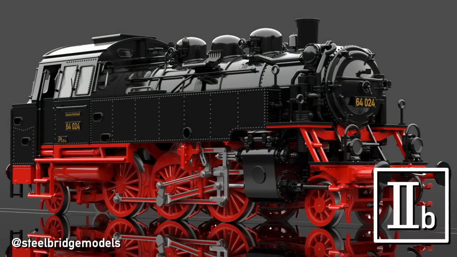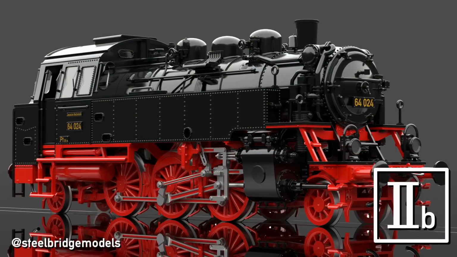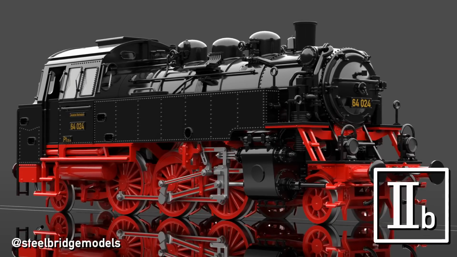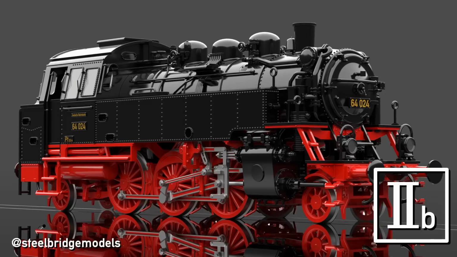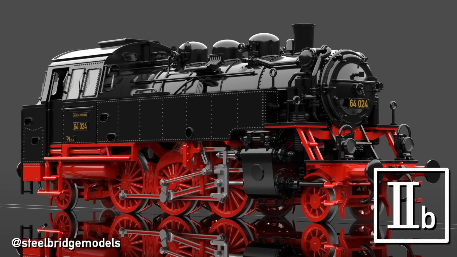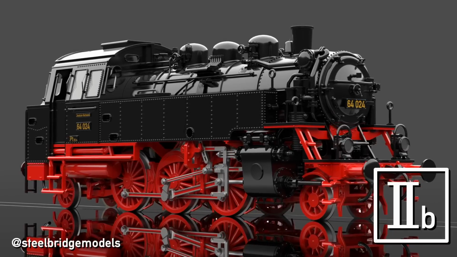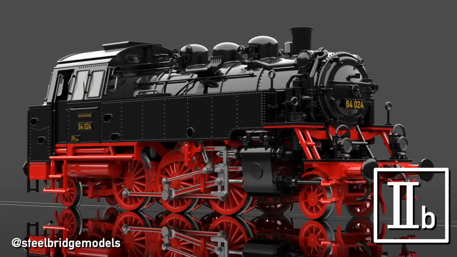In period 2B, which is set to start in 1925, we finally see the introduction of the modern locomotive classification scheme, the iconic black and red paint scheme for steam locomotives, and the first standard locomotives. Also the Bavarians finally had to give up their own ruling in 1933.